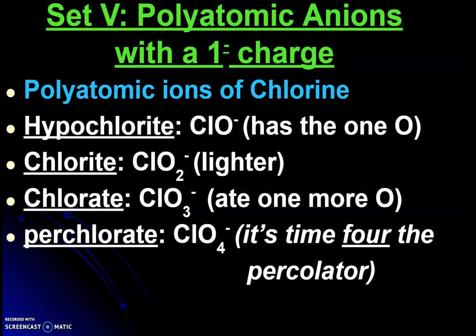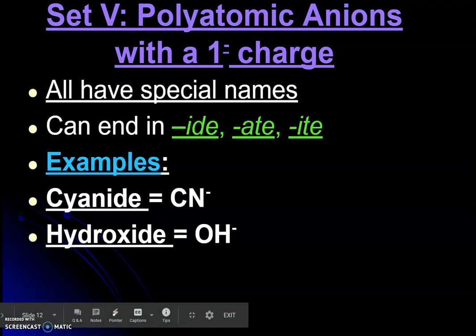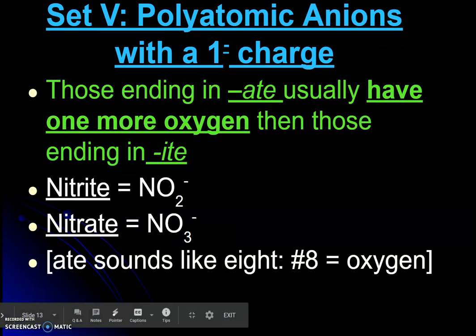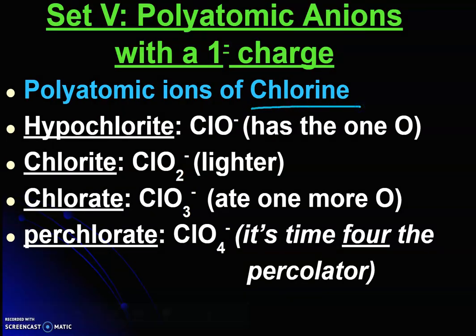So you're going to have to do some work. You're going to have to come up with ways to remember it, writing them out 10 times each, something like that. There are 4 polyatomic ions of chlorine right here: hypochlorite, chlorite, chlorate, and perchlorate.